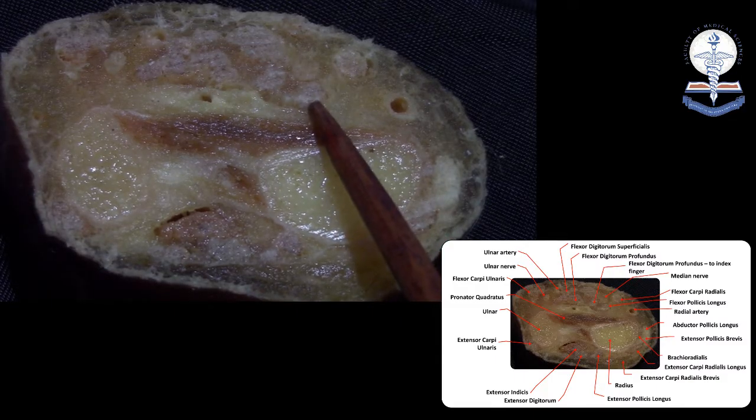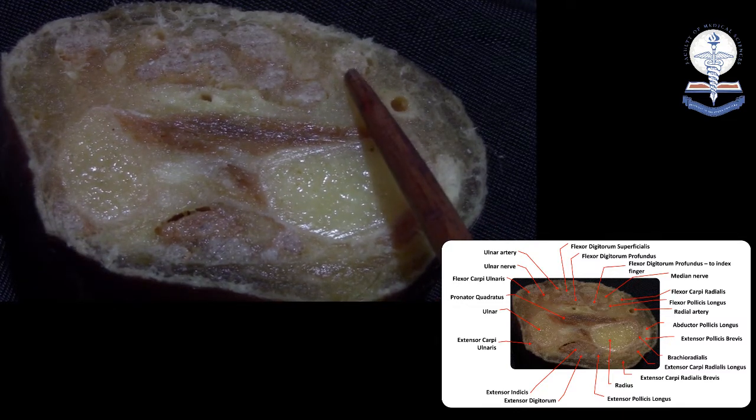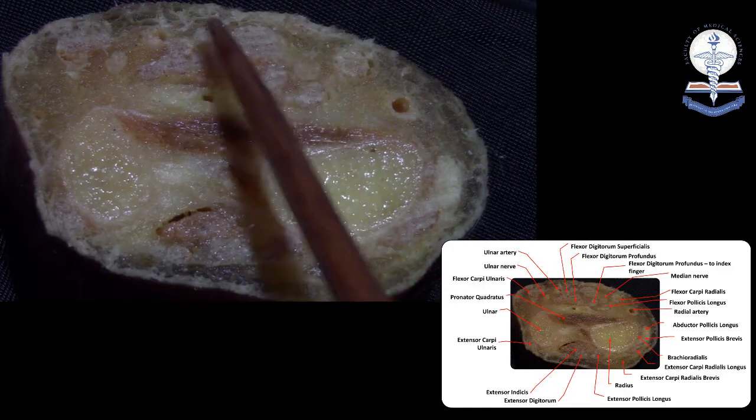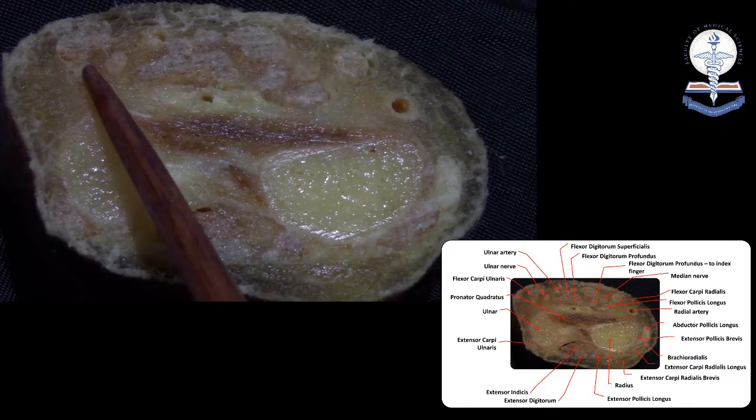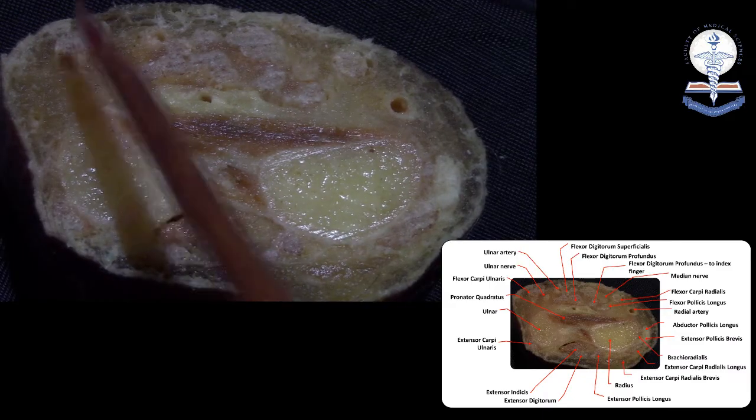This particular tendon is the flexor pollicis longus tendon. This particular tendon is the flexor carpi radialis tendon. These are the flexor digitorum superficialis tendons. This particular tendon is the flexor carpi ulnaris tendon.